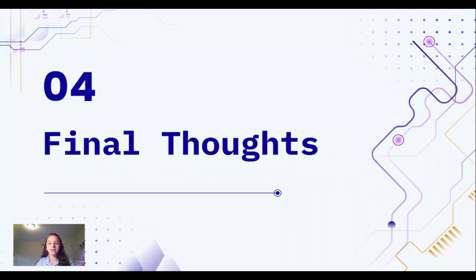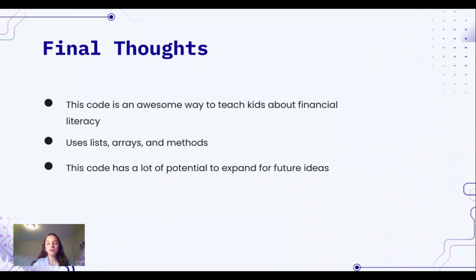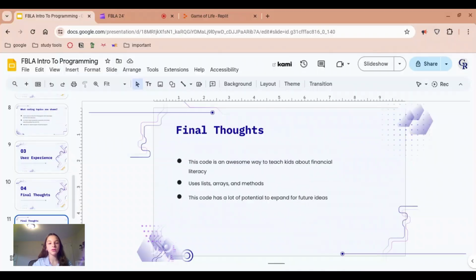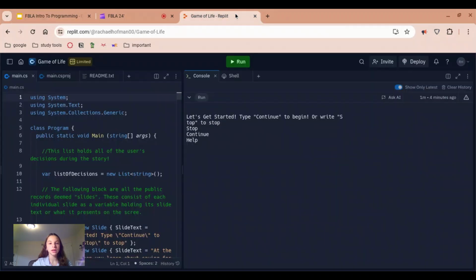Lastly, we have final thoughts. So this code is an awesome way to teach kids about financial literacy, which was just discussed. It uses lists, arrays, and many methods to run properly. And this code has a lot of potential to expand for future ideas. Specifically, I talk about all these future ideas in the README file, which you can find right here.